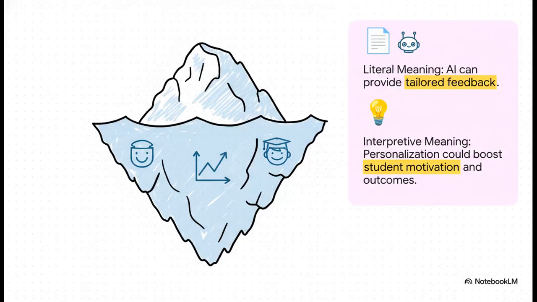Well, it really all starts right here, with understanding this one crucial difference. On the one hand, you have the literal meaning. It's the simple fact. A text might say, AI can provide tailored feedback. Okay, simple enough. But our goal, where the magic happens, is the interpretive meaning. What does that fact imply? It suggests that this AI personalization could be a game changer for student motivation, maybe even lead to better grades. See? Uncovering that bigger idea, that's interpretive reading.